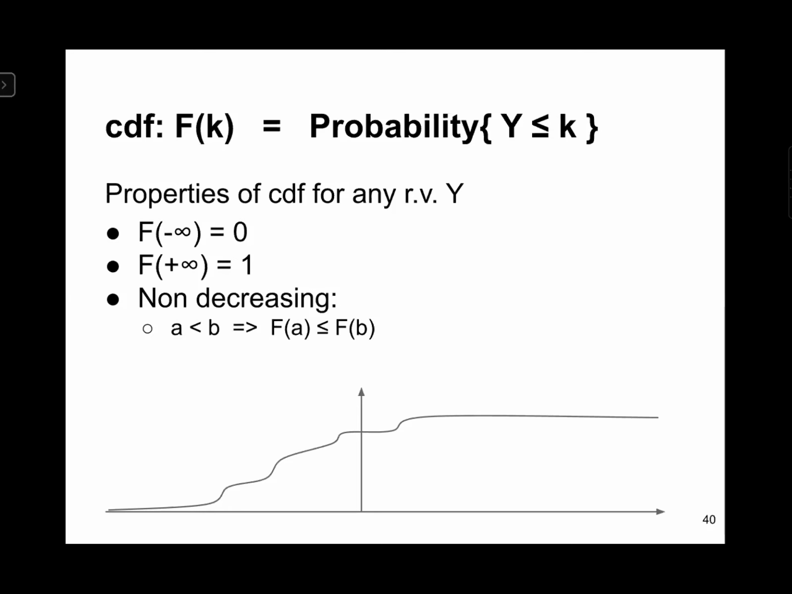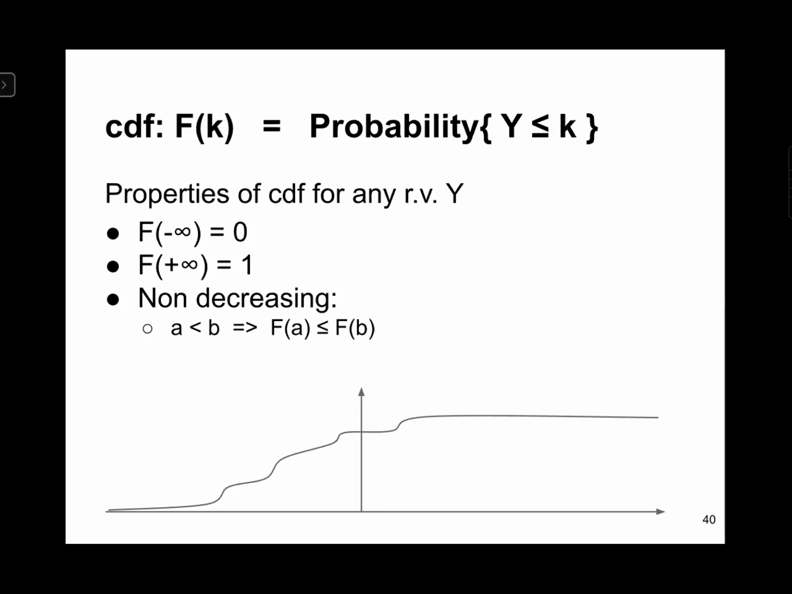And the probability that your random variable is smaller than plus infinity is 1, because your random variable cannot be larger than plus infinity by definition of plus infinity. And in between minus infinity and plus infinity, the cumulative distribution function does not decrease.